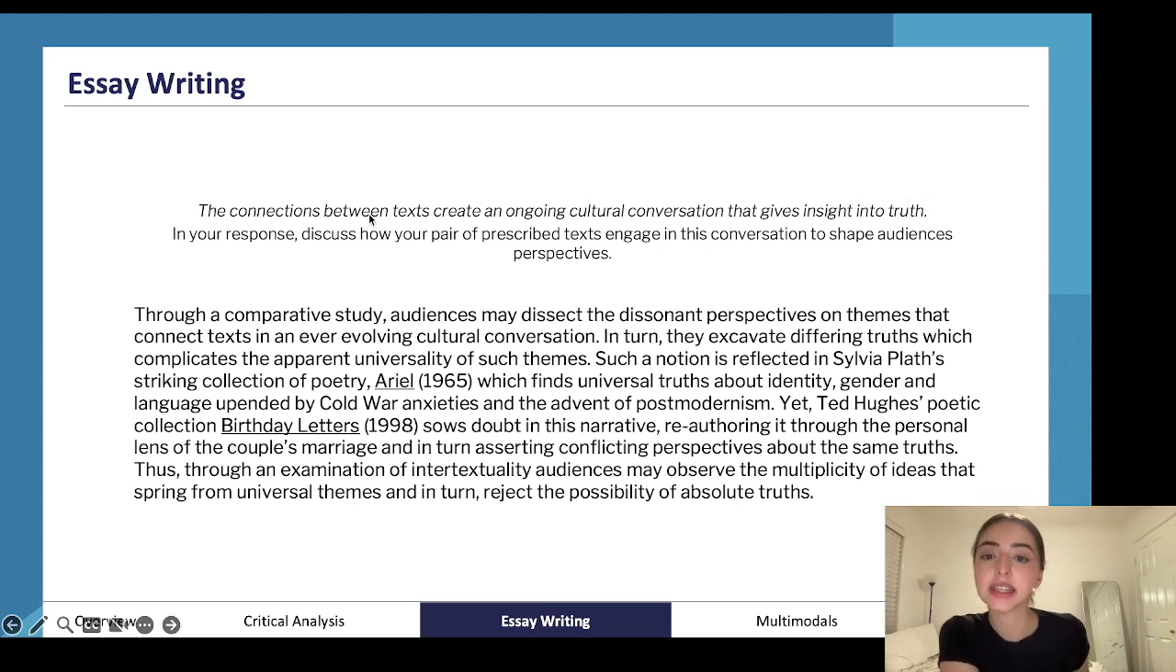In your response, discuss how your pair of prescribed texts, so this is for Module A for English Advanced students in Year 12, they look at two texts together and compare them. Discuss how your pair of prescribed texts engage in this conversation to shape audience's perspective.